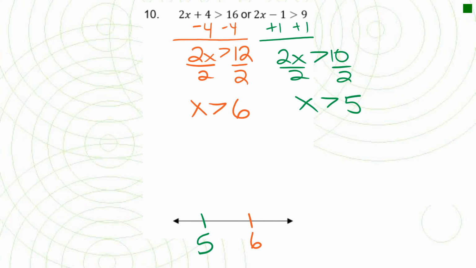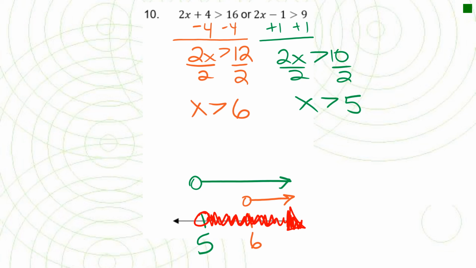For x is greater than 5, it's an open circle because there's no line under it, and I shade it to the right. For x is greater than 6, it's an open circle at 6 and also shaded to the right. And now for the OR, I just bring everything down. So when I bring everything down, I end up with this open circle here, and then I color everything because that open circle at 6 gets colored in because there's a line above it. So it's everything. Everything's part of my solution for the OR.